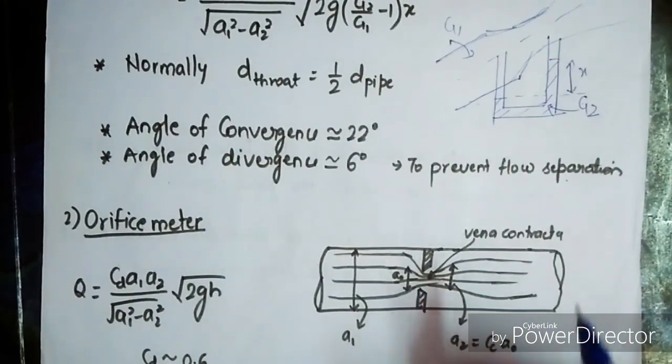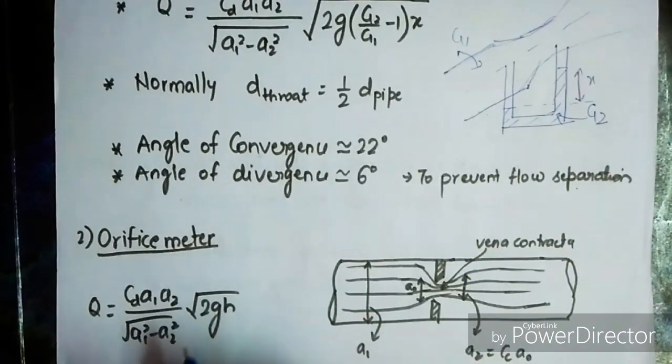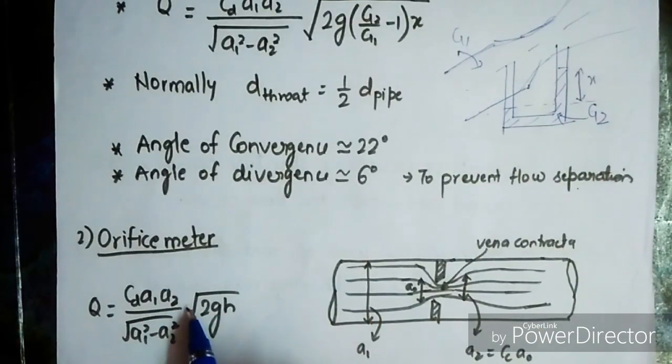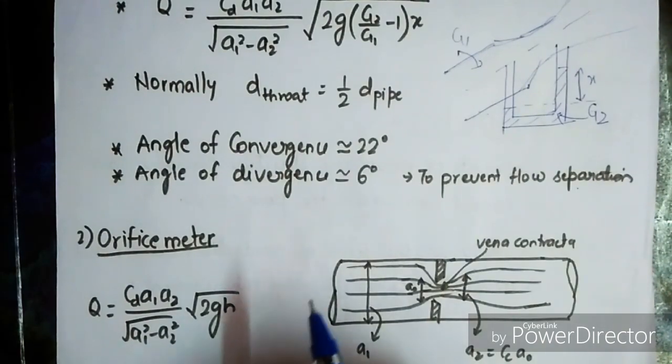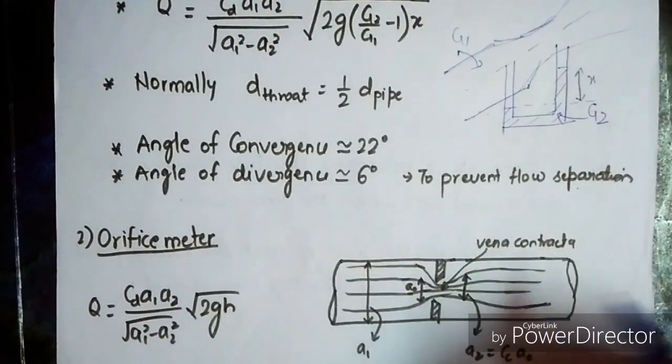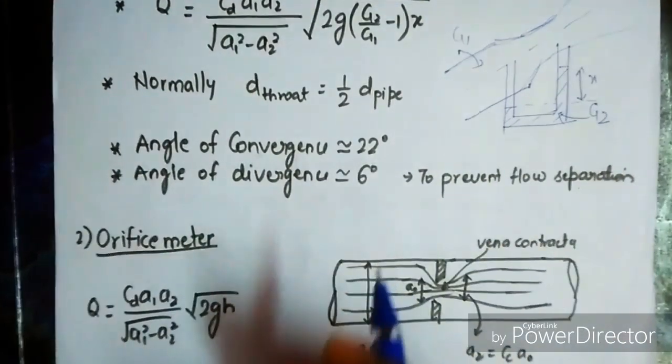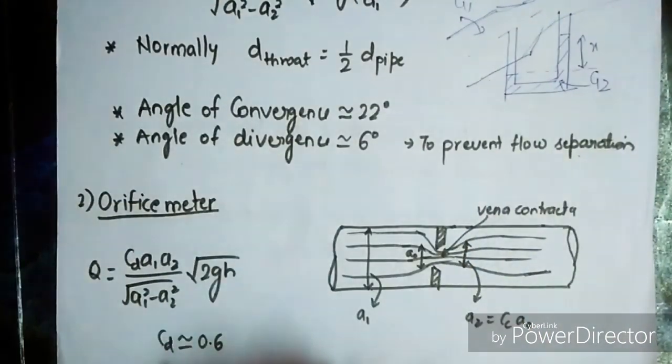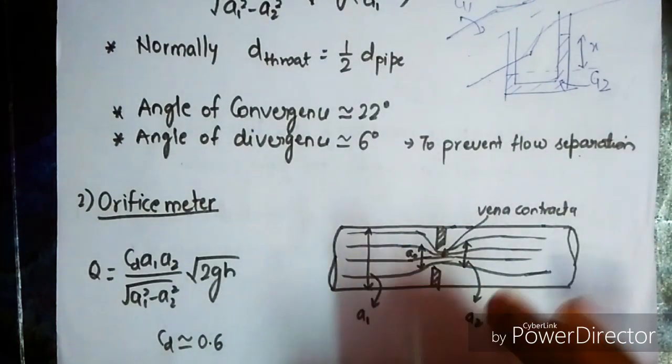Okay. Now Q, having the same formula, is CD A1 A2 upon under root A1 minus A2 whole square into root 2GH. Okay, the same H is determined as in the Venturi meter. Now the value of CD is usually taken as 0.6. Okay.